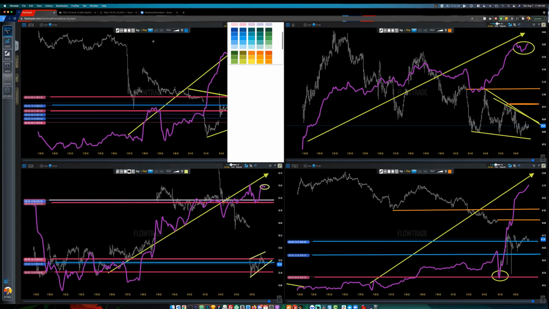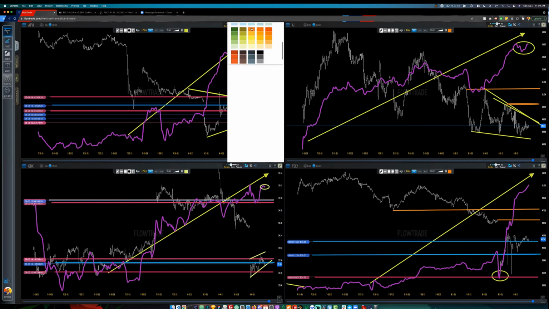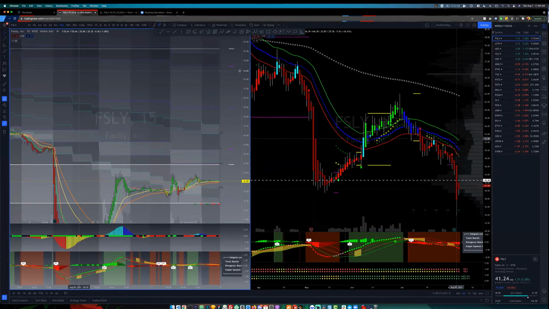I like the algo being curled up like this. That's an indication of a potential continuation move, right? So previous high resistance, obviously, always going to be a factor. This looks like it's going to be pretty much a demand zone. So we're going to have to look out for that level. Looking at ATVI on the charts.